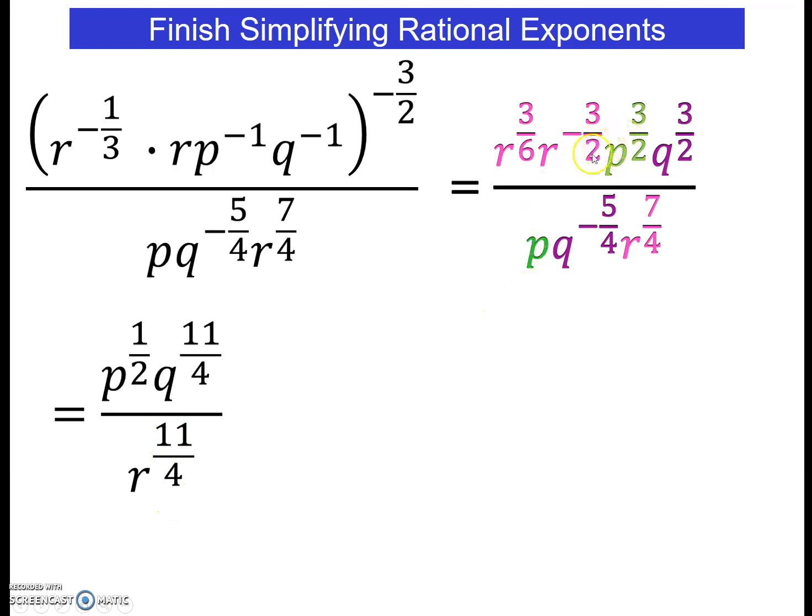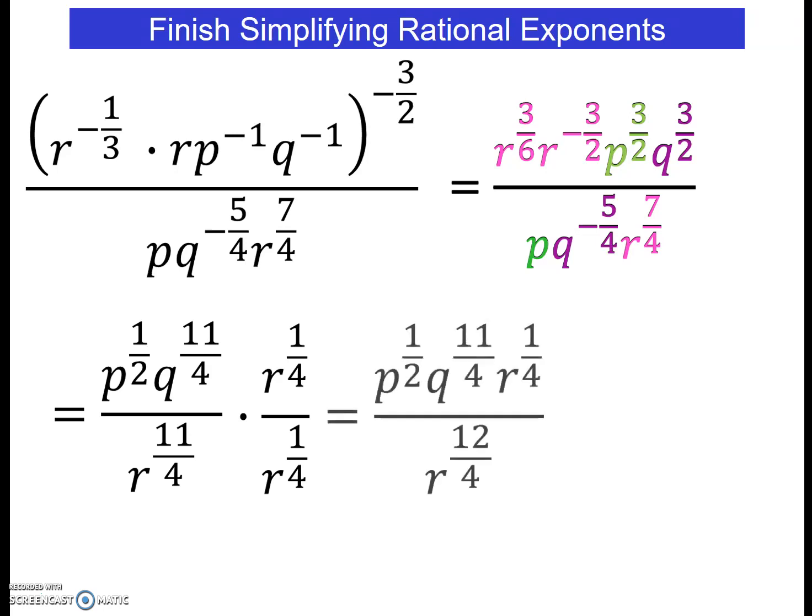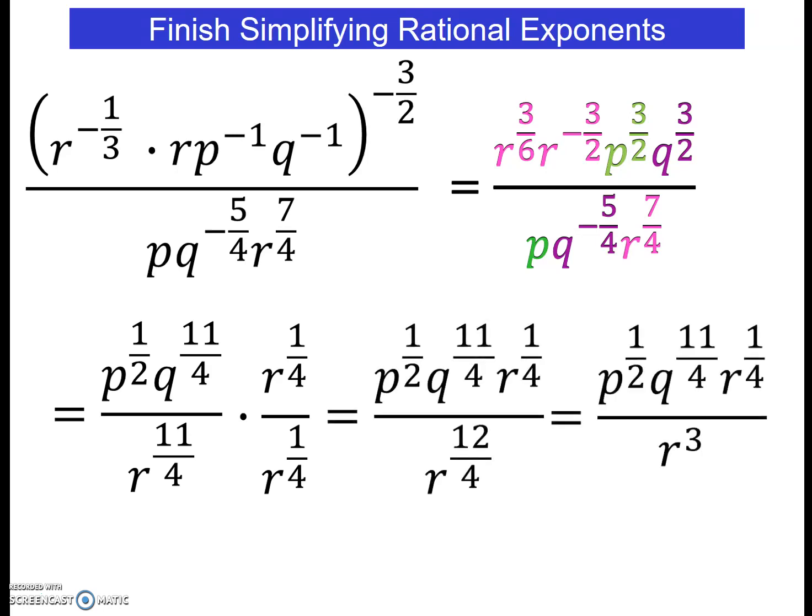For my p's, 3/2 minus 1 is 1/2. 3/2 minus negative 5/4 is 11/4. But once again, I have this down here. My goal is to get this 11 to be a number that's divisible by 4. The next number would be 12. So to get this to be 12/4, I need to increase it by 1/4. And so what I'm going to do is multiply top and bottom by r to the 1/4. What happens in the denominator is I have 12 over 4, which is 3.